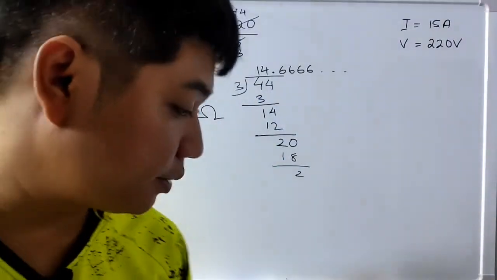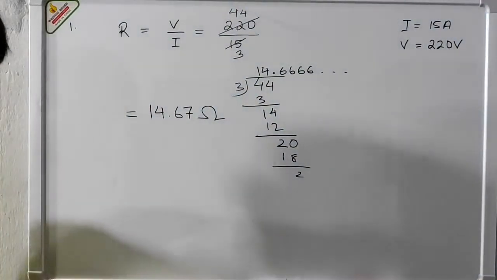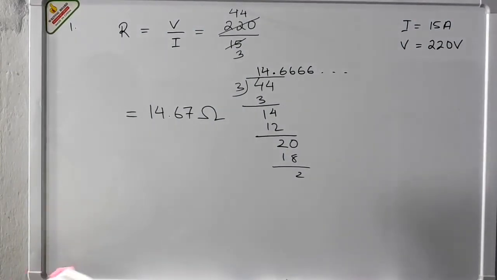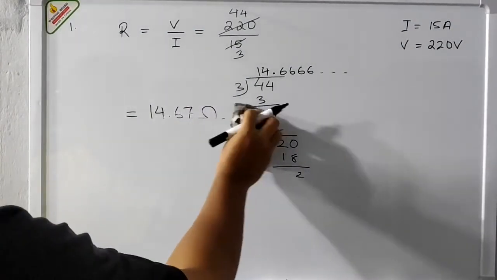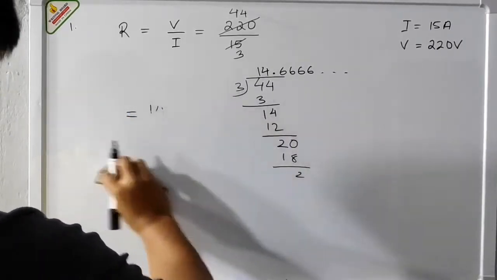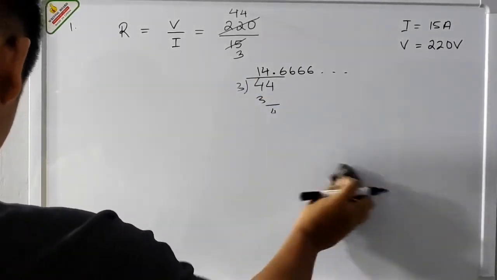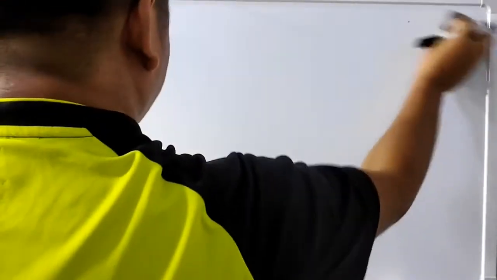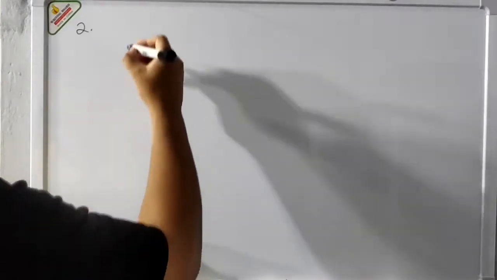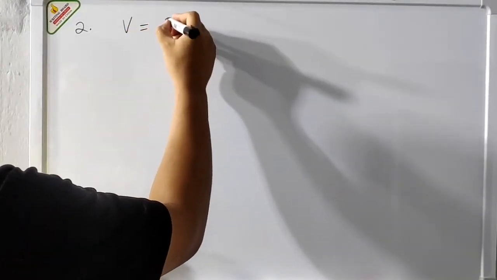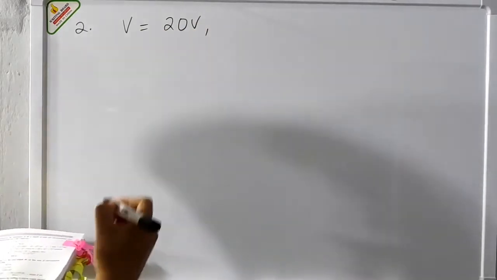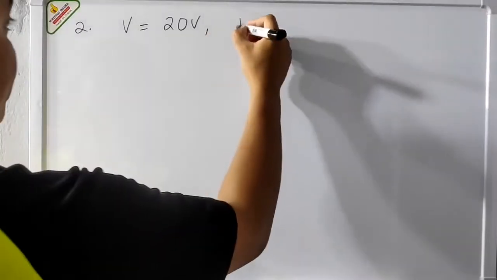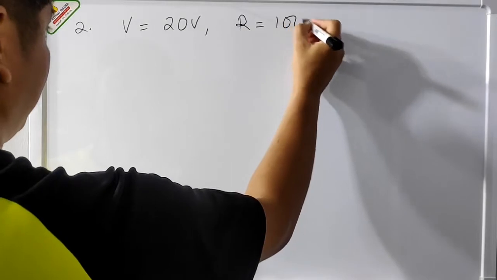The next question is, a simple electric circuit has a 20 volt battery and a resistor of 100 ohm. What will be the current in the circuit? We are going to calculate the current. The given are: the potential difference of the battery is 20 volt and the resistance of the resistor is 100 ohm.